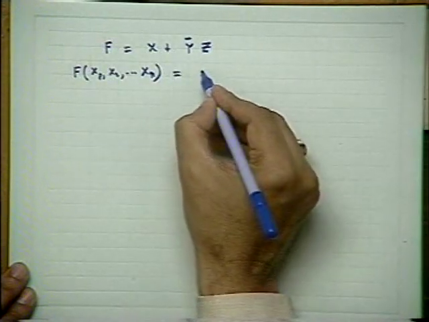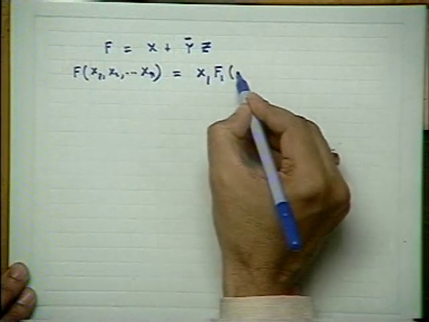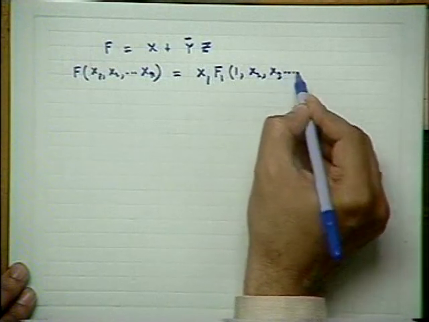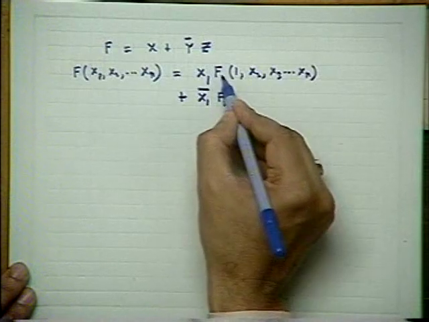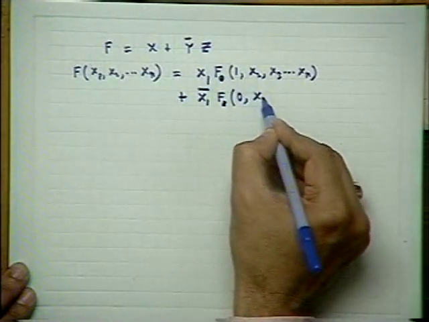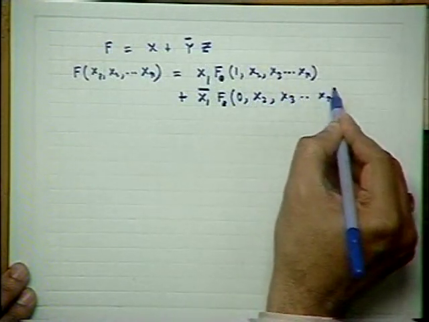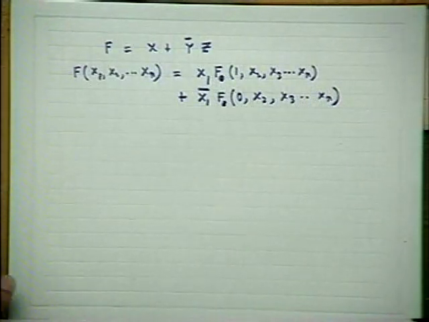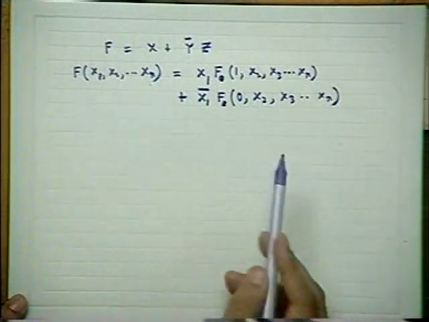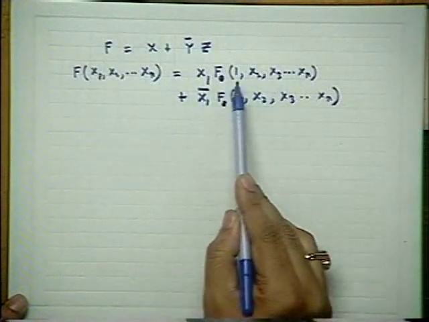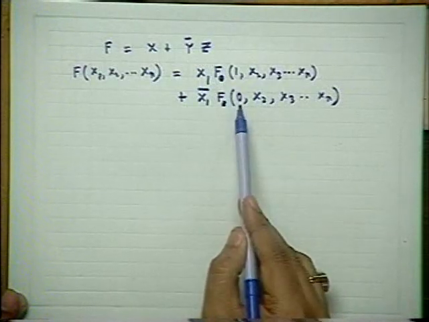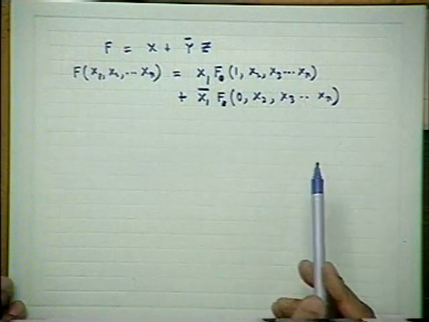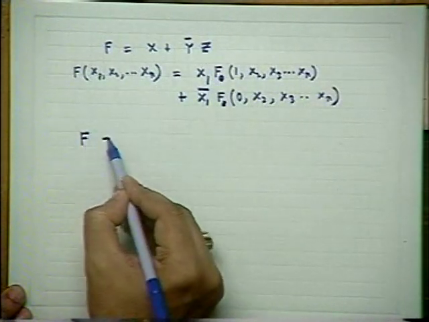f can be written as x1 into f1 of 1, x2 to xn, plus x1 complement into f0, x2, x3, up to xn. So f is a function of n variables, x1, x2, xn. It can be written as x1 into f of, instead of x1 it is 1, clamped at 1, and then x2 to xn. Similarly, x1 complement into f of, instead of 1 it is 0, x1 is clamped at 0, then x2, x3, xn. And using this very simple thing, you can rewrite f in this fashion.